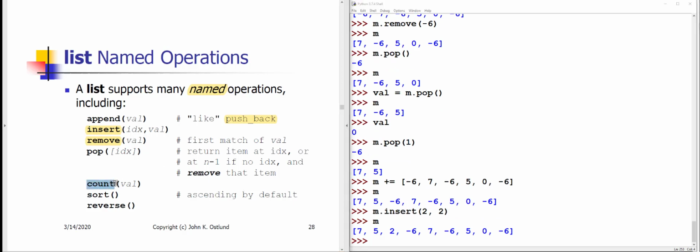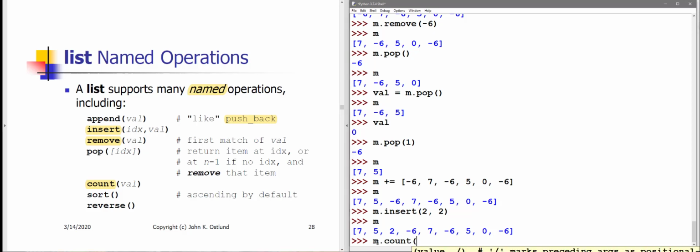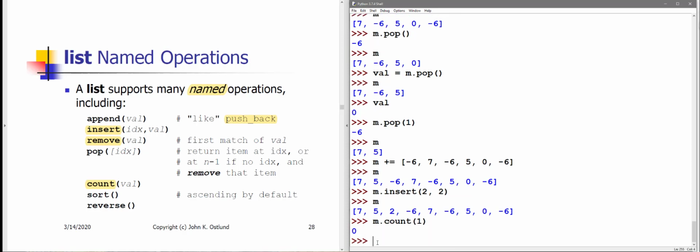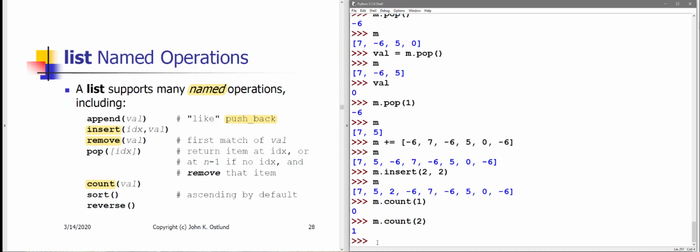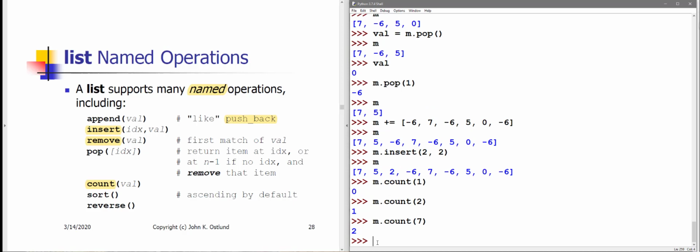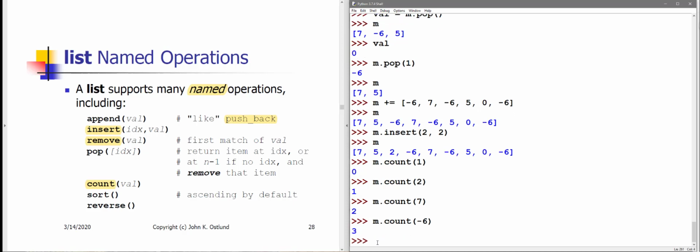I can count how many times a value occurs within the list. If I count the occurrences of 1, there are none, so I get 0. If I count the occurrences of 2, I get 1. If I count the 7s, there's 2 of those. If I count the minus 6s, there are 3 of those.